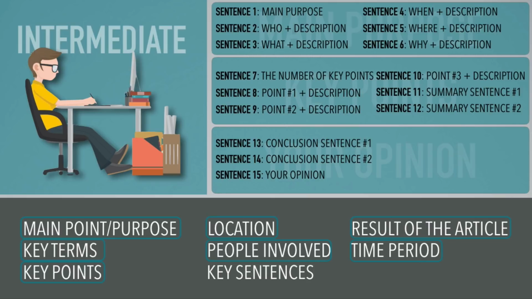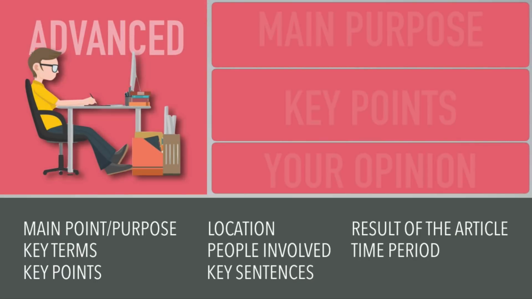And sentence 15 is your opinion. So for the intermediate level summary, you're going to have 15 total sentences broken up into 3 sections. Very organized, okay? And last, the advanced level. Now remember, stay tuned. In a few moments, I'm going to explain very clearly all of the patterns you need to write these summaries, okay? Advanced. The advanced level, again, 3 different sections: the main purpose, the key points, and your opinion.